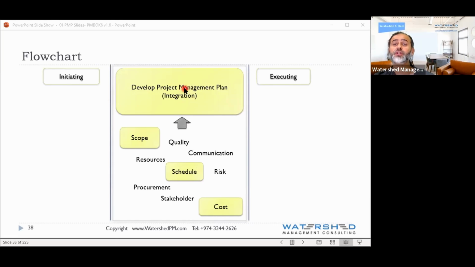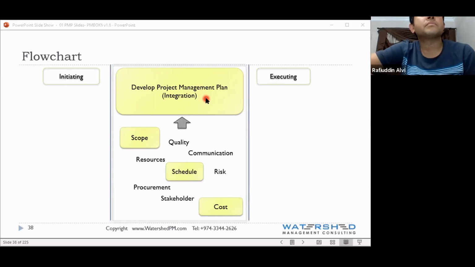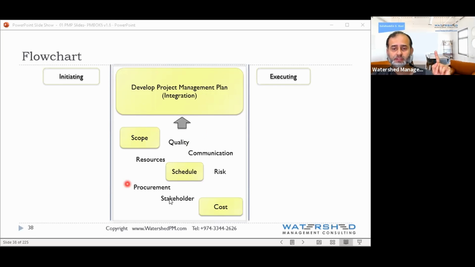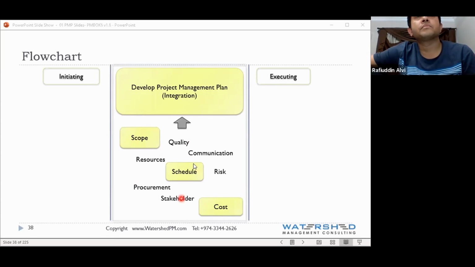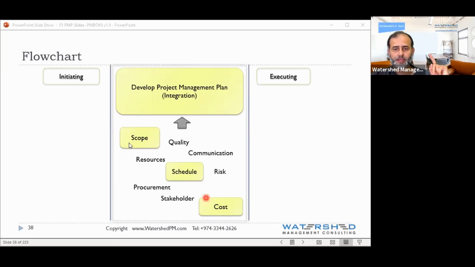And what is integration doing? What is the role of the integration process? It's doing two things. Tell me the two things. Coordinating. One, it's coordinating between all these different processes in planning. For example, if your quality is changing, then you have to figure out, is it affecting my scope, or my schedule, or my cost? You have to check. This is one thing, coordination.